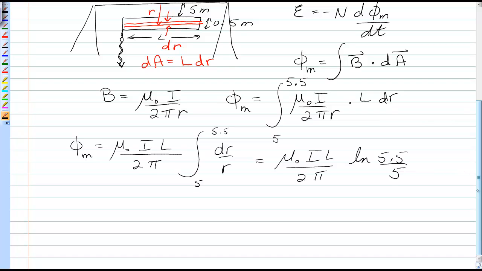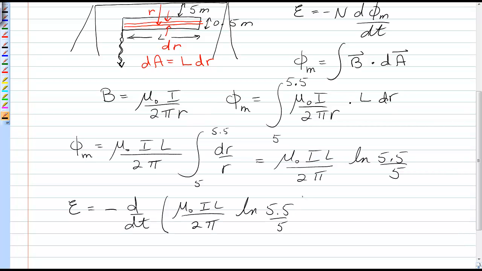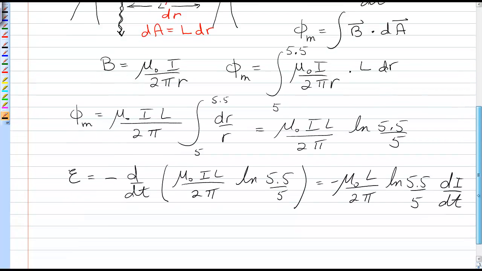Okay, now that expression for flux goes into Faraday's law. So we have the EMF is negative d by dt of that entire expression, mu naught I L over 2 pi ln 5.5 over 5. Now, when doing a derivative, everything that does not depend on time can come out of that bracket. So we have the mu naught, the L, 2 pi, and the ln all do not depend on time, and we're left with dI dt, the only variable that depends on time.